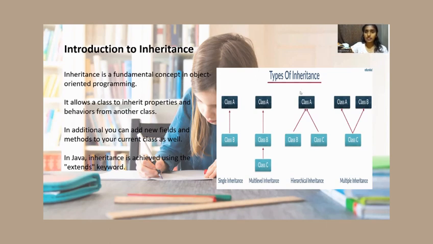And this is the pictorial representation, and these are the types of inheritance, that is single inheritance, multi-level, hierarchical, and multiple inheritance. And about these inheritance types and levels, we will know deeply in the further video.